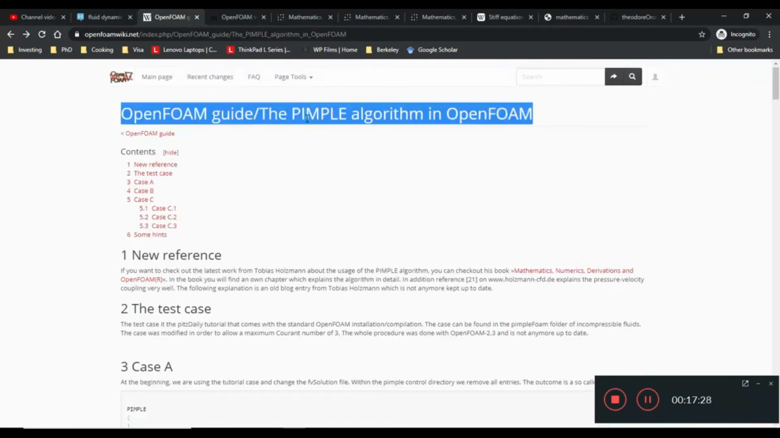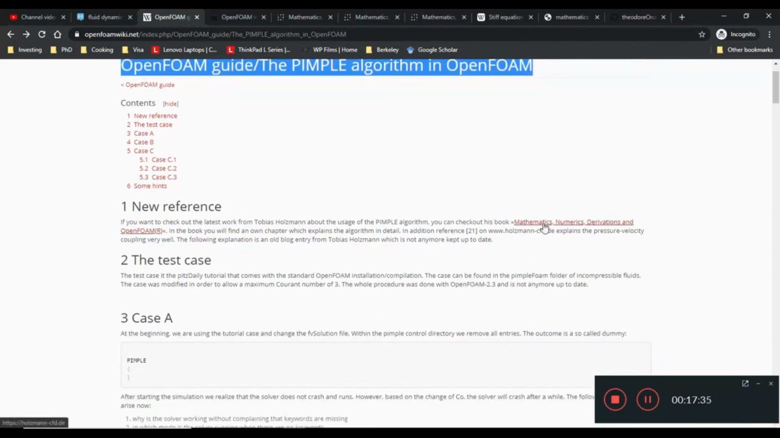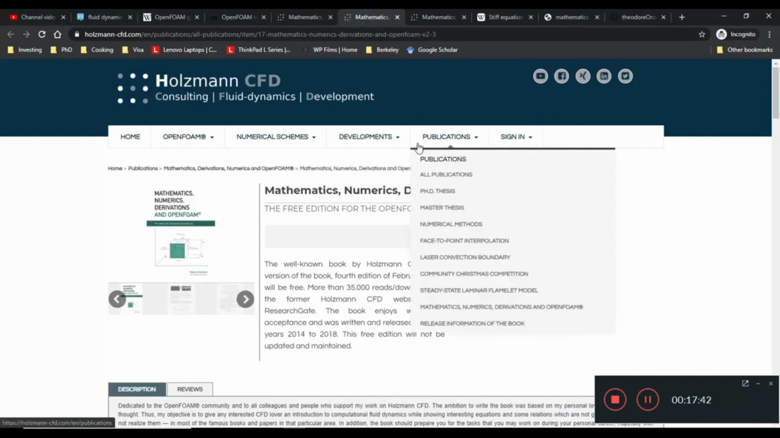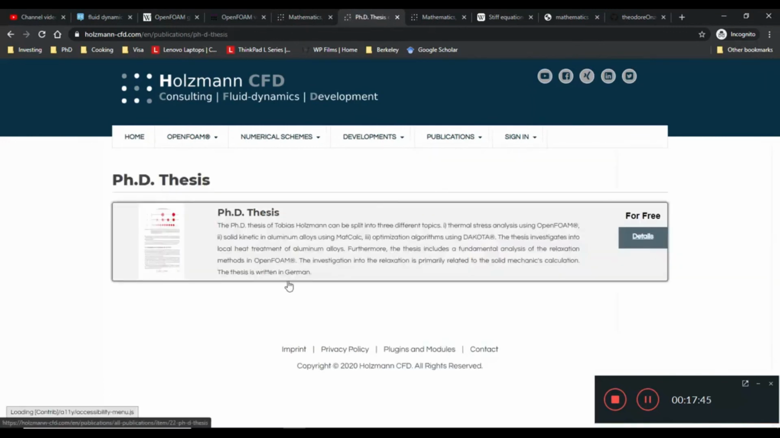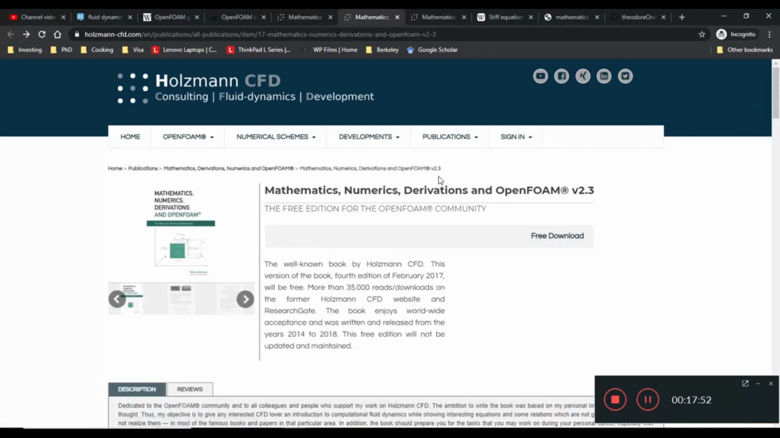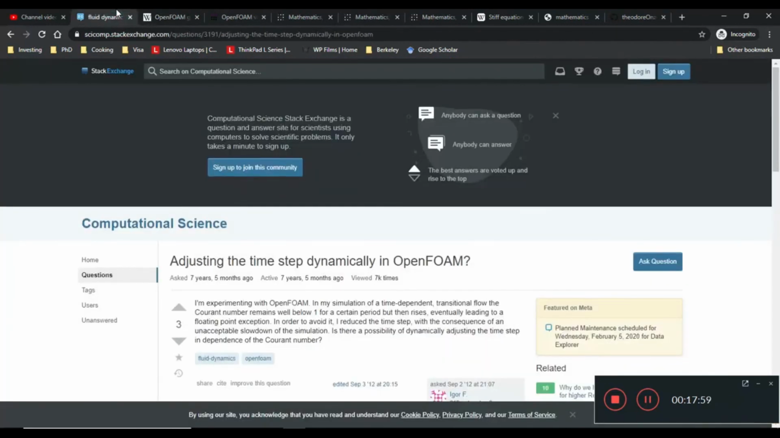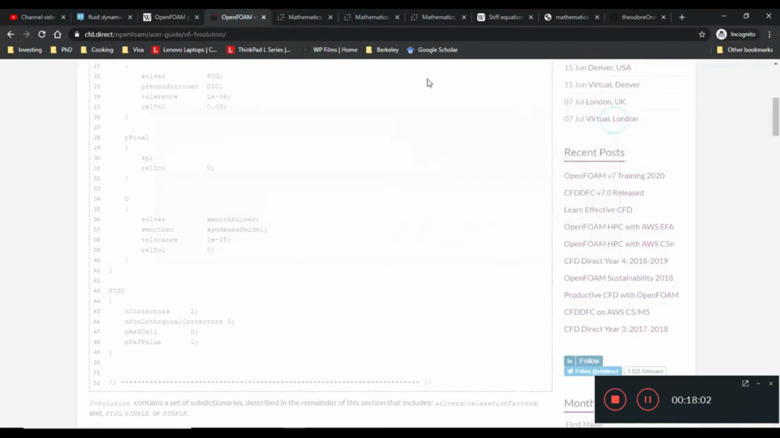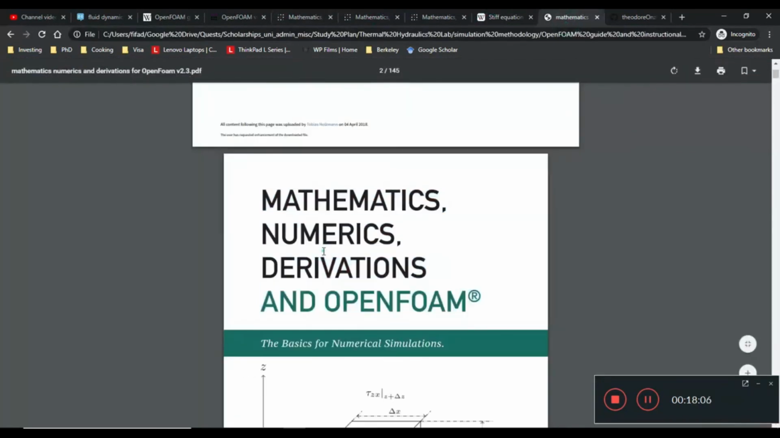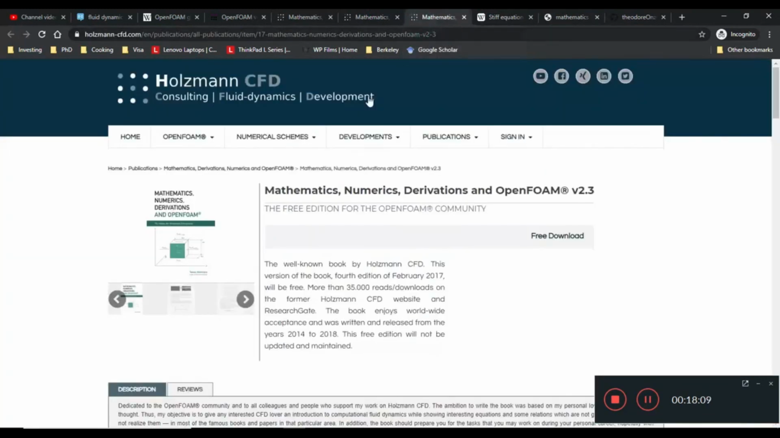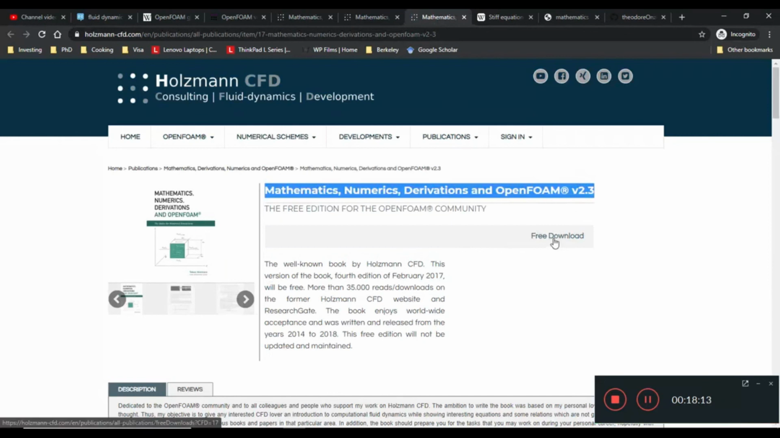Credits to this guy who wrote the OpenFOAM guide on the PIMPLE algorithm, and of course he cited the mathematics, numerics, and derivation in the document written by this guy. What is his name? His name is Tobias Holzmann. So credits to them for going through the really in-depth stuff of OpenFOAM. I'm just here to try to put whatever they are saying in layman terms, so that it's a bit easier for us. I post all this in the links, about stiff equations, mathematics derivation and OpenFOAM, and you can download the 2.3 version for free. I highly recommend you get it as a reference for yourself.